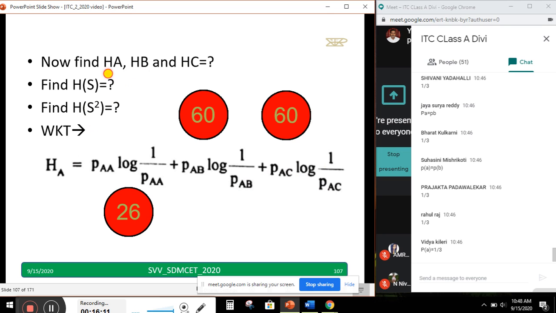And once you get HA, HB, HC, then you can find H. You can type your answers HA equal to in the chat box if you have completed. Then you can type HB, then you can type HC, then you can type H. I am sure within 2 minutes some students will tell HA.